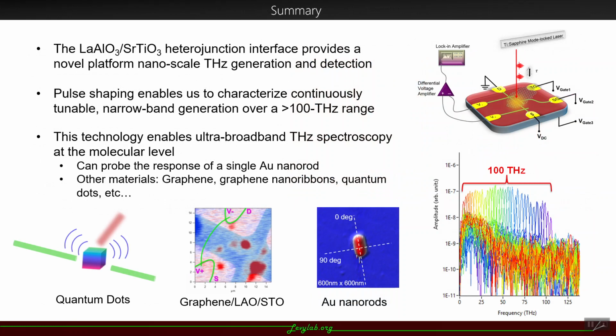So we have looked at single gold plasmonic nanorods in the past, and currently we're studying graphene nanoribbons, single quantum dots, and more.